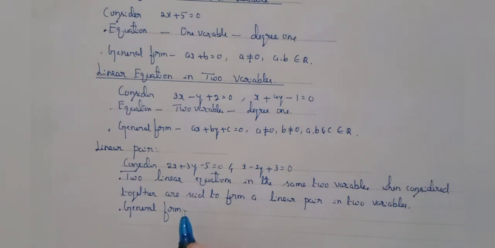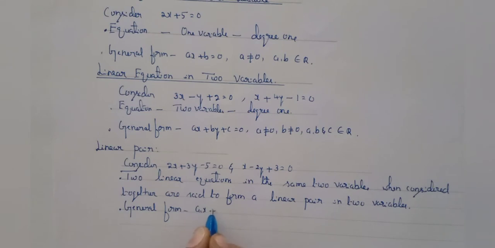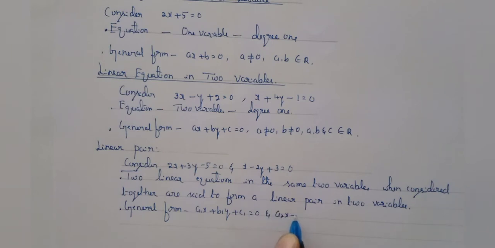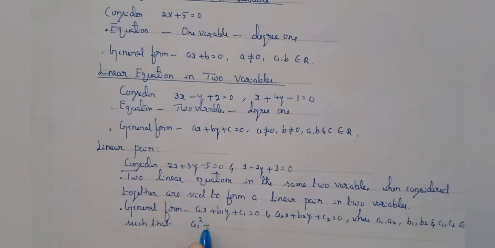The general form of a linear pair is a1x plus b1y plus c1 is equal to 0 and a2x plus b2y plus c2 is equal to 0, where a1, a2, b1, b2 and c1, c2 are real numbers such that a1 square plus b1 square is not equal to 0 and a2 square plus b2 square is not equal to 0. Next, solution of a linear pair.